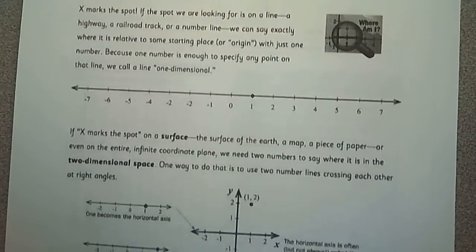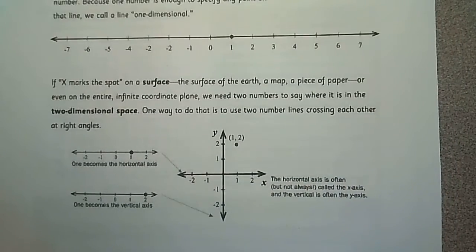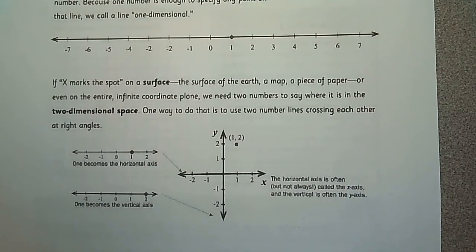Okay, here we go. If X marks the spot on a surface, the surface of the earth, a map, a piece of paper, or even the entire infinite coordinate plane, we need 2 numbers to say where it is in the 2-dimensional space. One way to do that is to use 2 number lines crossing each other at right angles. Here we go.